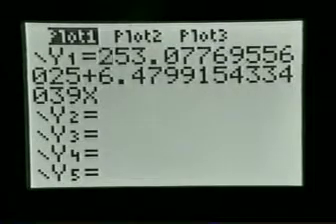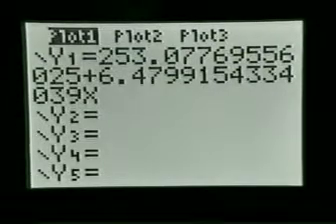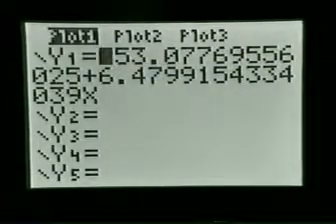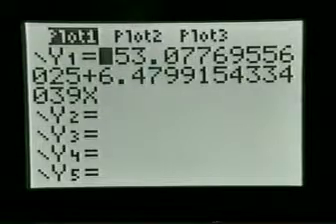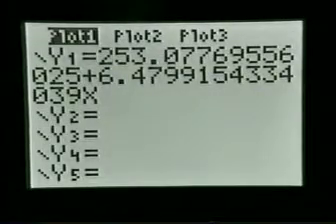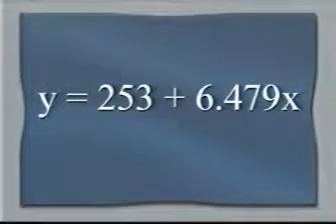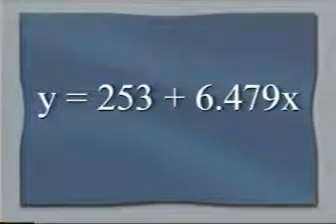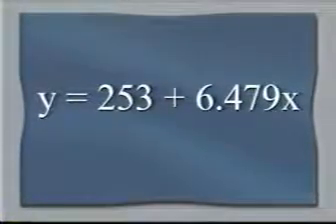Now, by going to the calculator's regression menu, we can get a regression equation. And here is that equation. Of course, because the calculator allows the numbers to wrap around, it may be a little hard to read. But basically, what it says is that the equation is 253 with a small decimal fraction plus 6.479, etc., x.